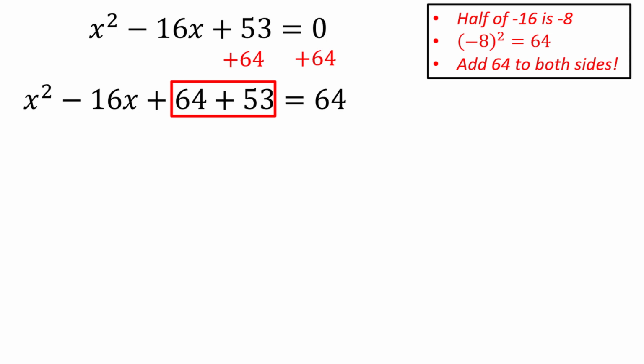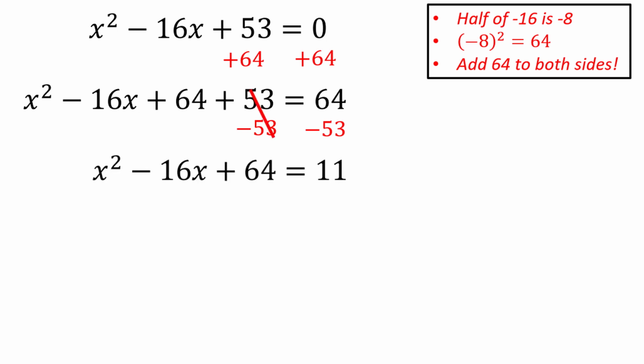Now, you purposefully do not want to combine the constant you added with any other constants, so I will not add 64 and 53 together. Instead, we will move the 53 to the other side of the equation by subtracting it from both sides. We are left with x squared minus 16x plus 64 is equal to 64 minus 53, which is 11.